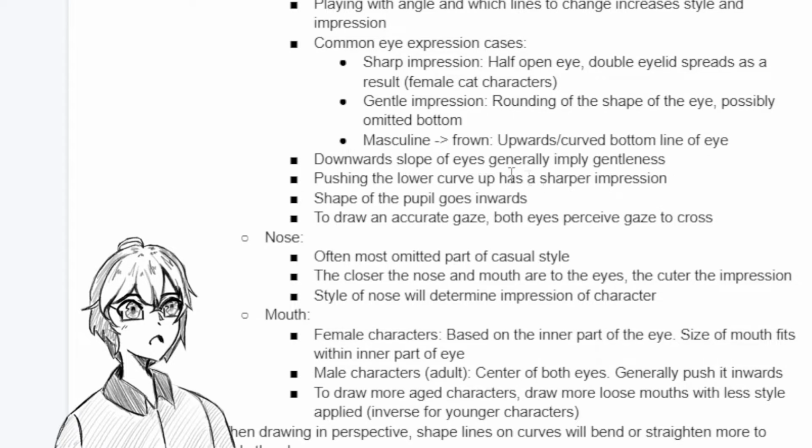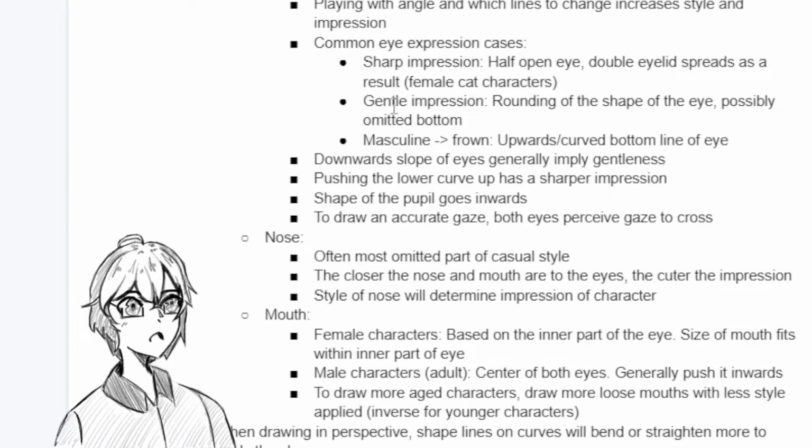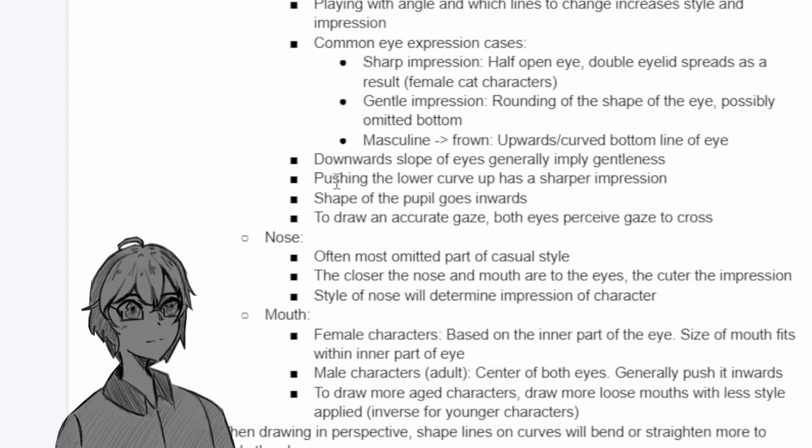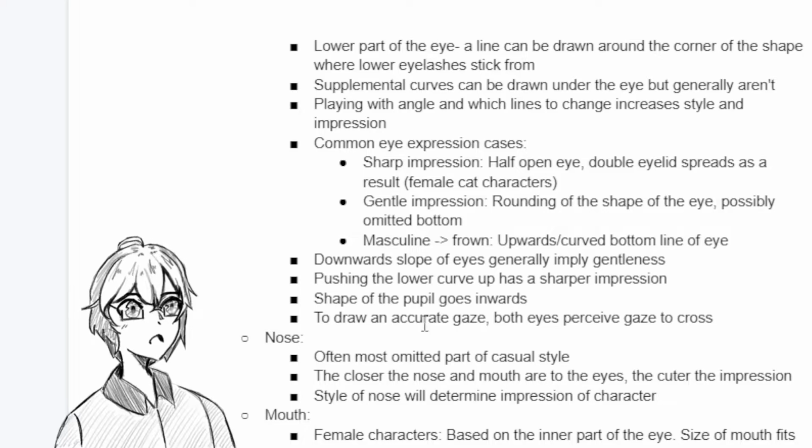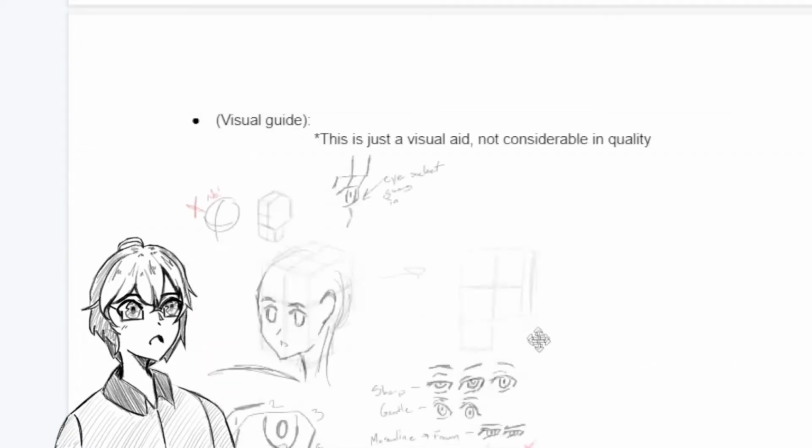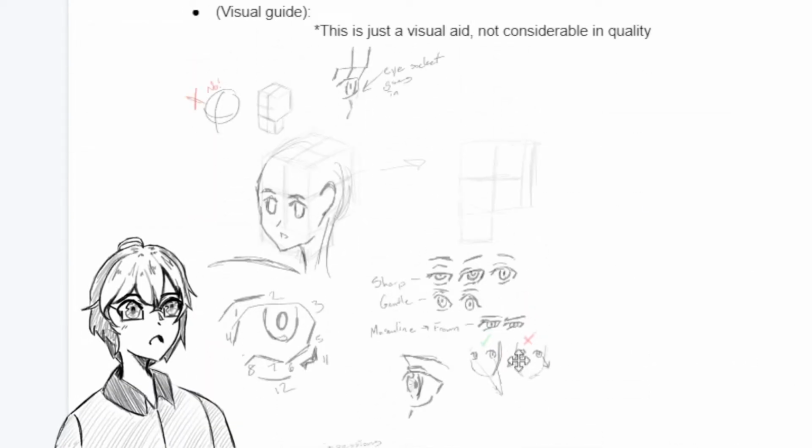A downward slope of the eyes generally implies more gentleness, as described in the gentle impression. Pushing the lower curve up has a sharper impression, as mentioned in the frown. The shape of the pupil goes inwards, which is important to note when you're trying to draw an accurate gaze, where both eyes will perceive a cross. So this is kind of what I mean by this.